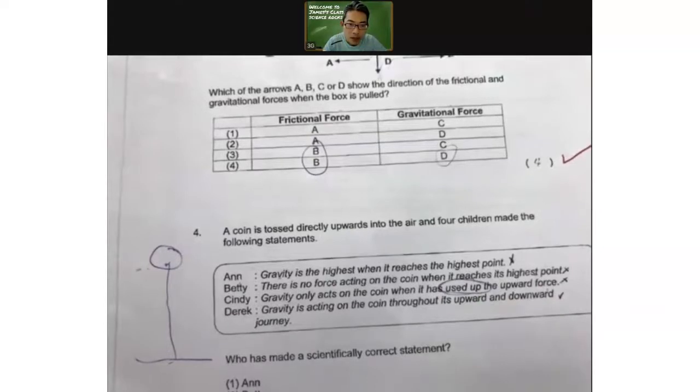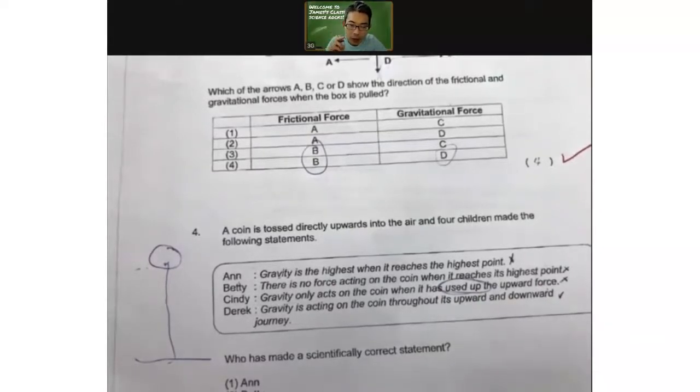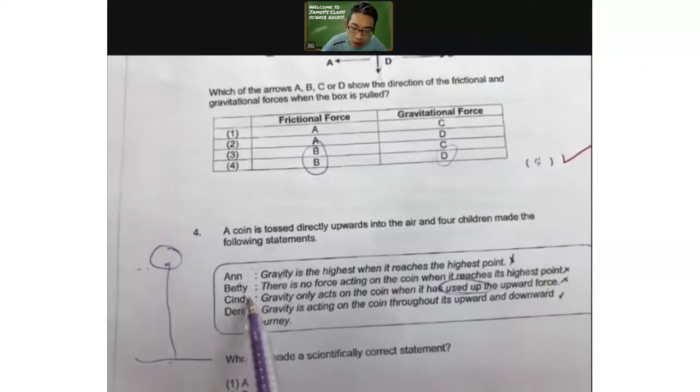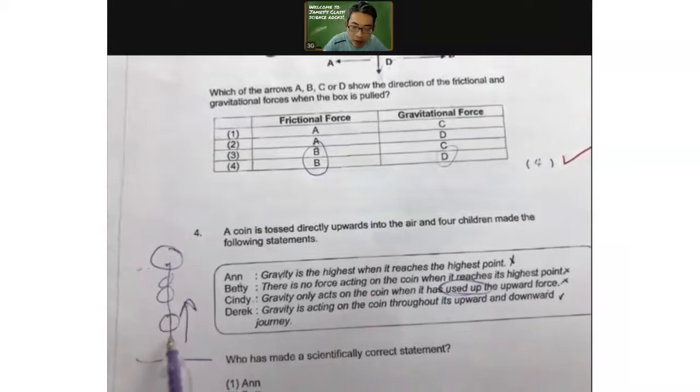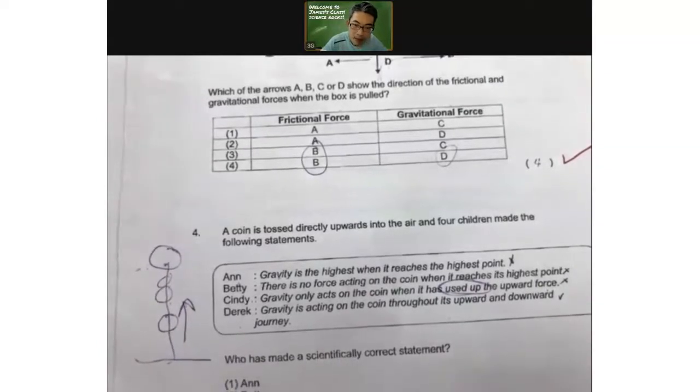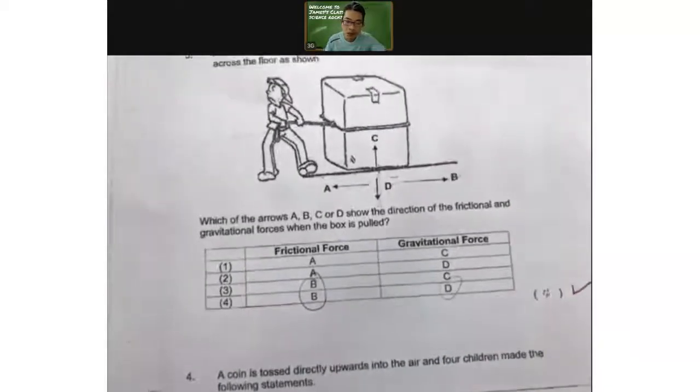You can, for example, use up the chemical potential energy in a battery. But the idea of using is that you convert it to another form. With forces, there's no converting of one force to another force. So this is trying to confuse you, so it's not C. Gravity is acting on the coin throughout. So whether the coin is here, here, or here, as it travels up, there is gravity pulling it down. So D is correct. My answer is 4. Let's go to the next question.